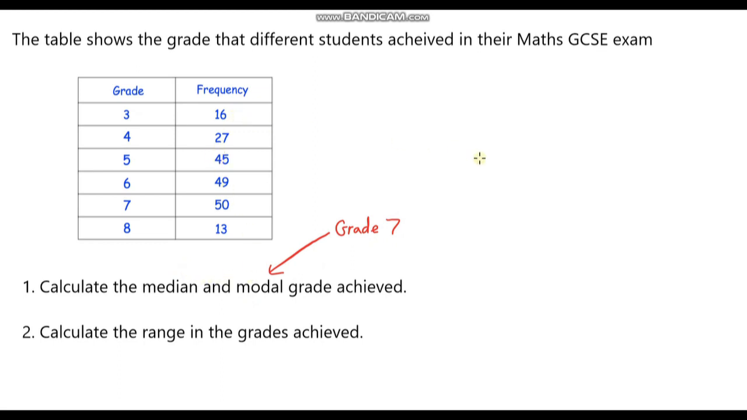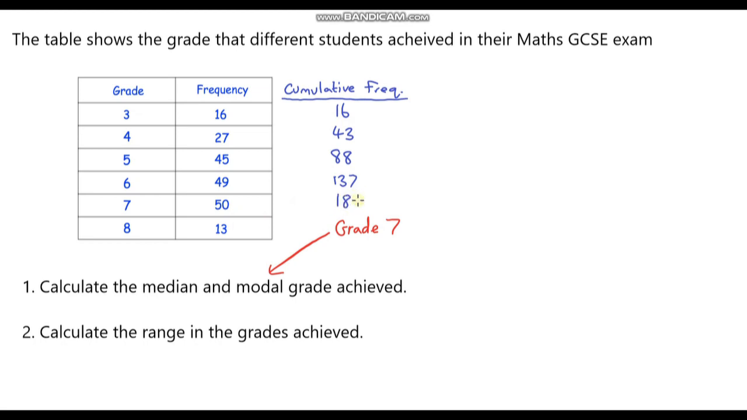So again, what I'm going to do is another column for the cumulative frequency. Now we're just going to add all the frequencies together. So we're going to start off at 16. The first 16 students scored a grade 3. The next 27 students scored a grade 4. So in total, if we add the 3s and the 4s together, that takes us to 43. Then we're going to add on the 45. That takes us to 88. Plus 49, that's 137. Plus 50 is 187.